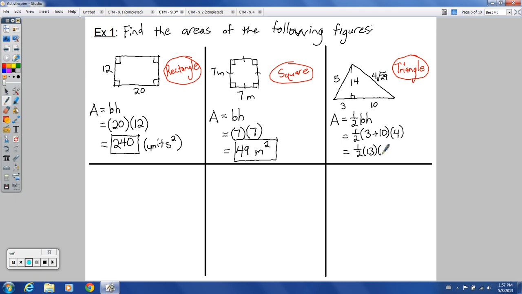times 4. The commutative property of multiplication says you can multiply in any order if all you have is multiplication. I can do 1/2 times 4 first. That would be 2, and 2 times 13 would be 26. No units given once again, so I can just say that's it. If you did write units, you would have to write the word units and then square that.